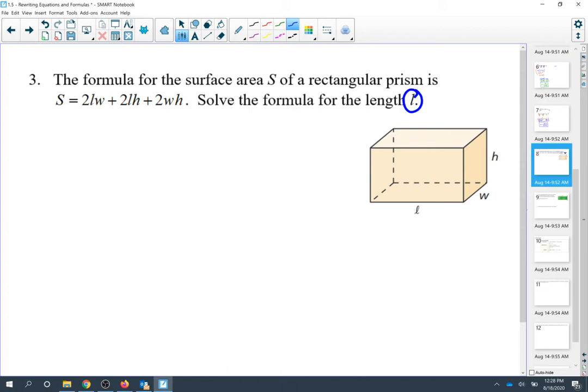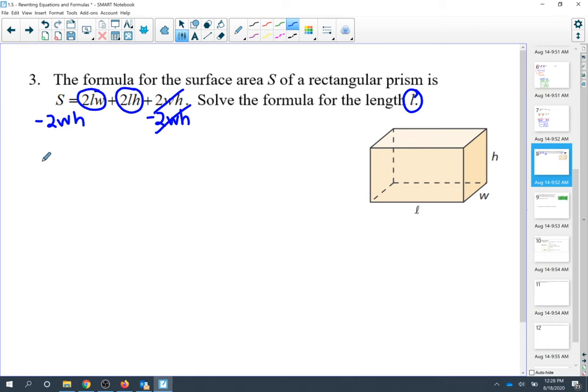Take a look at your formula. This term has an L in it, 2 length width. This one has an L in it, 2 length height. This one does not have an L in it, so it's got to go to the other side. We're just going to keep everybody with an L. So this is a positive 2WH. We're just going to subtract the whole term, 2WH, from both sides.